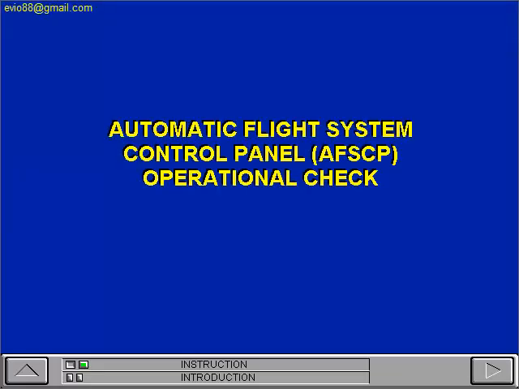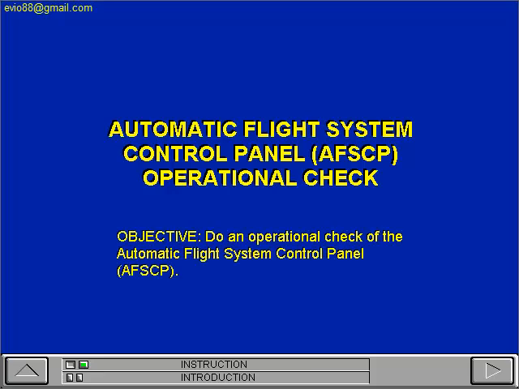In this segment, you will do the operational check of the Automatic Flight System Control Panel. This check would be required if the AFSCP had to be removed and replaced. This procedure includes a return to service or RTS test on MCDU-3, but you can use any MCDU for the test. This procedure also includes tasks for the AFSCP.